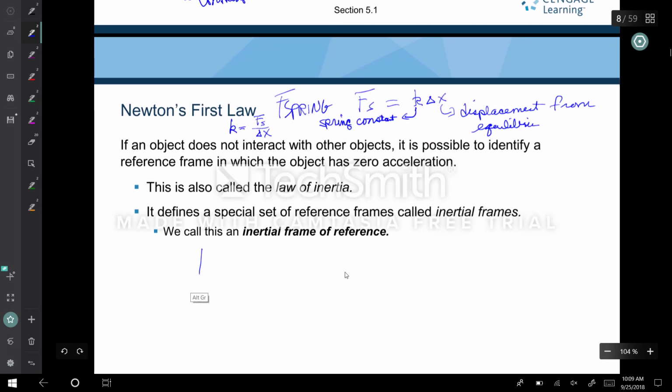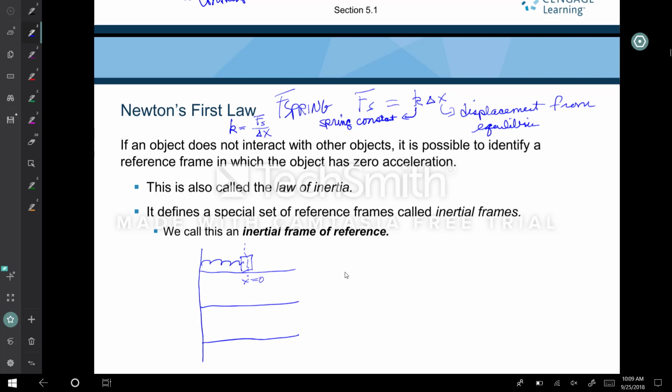Now, imagine we have a table, and on the table we have a block and a mass, and let's assume this is where X equals 0, and it stays there. An object remains at rest if the net force on it is 0. This also applies, therefore, to masses hanging from a spring. Okay, we'll get to that later.